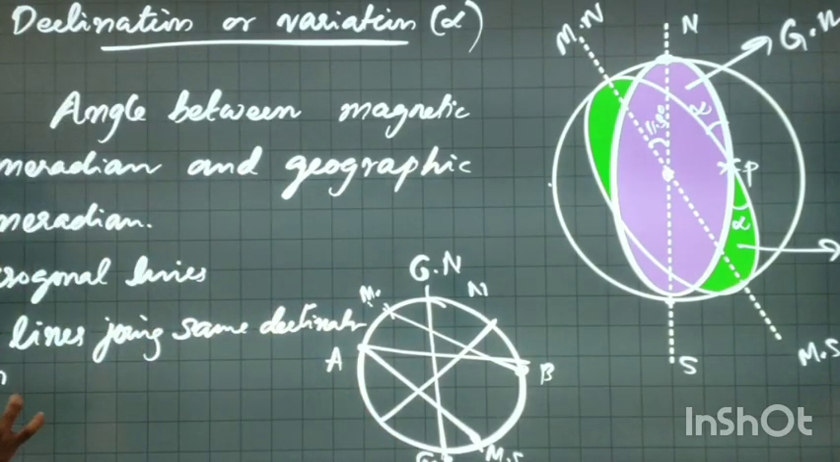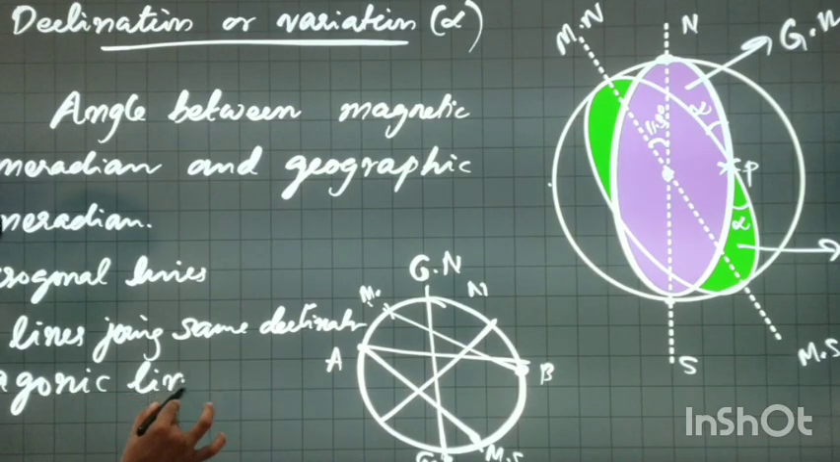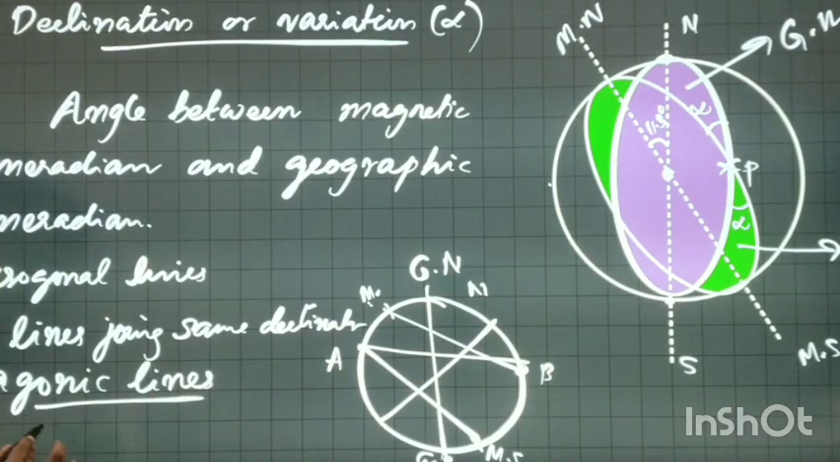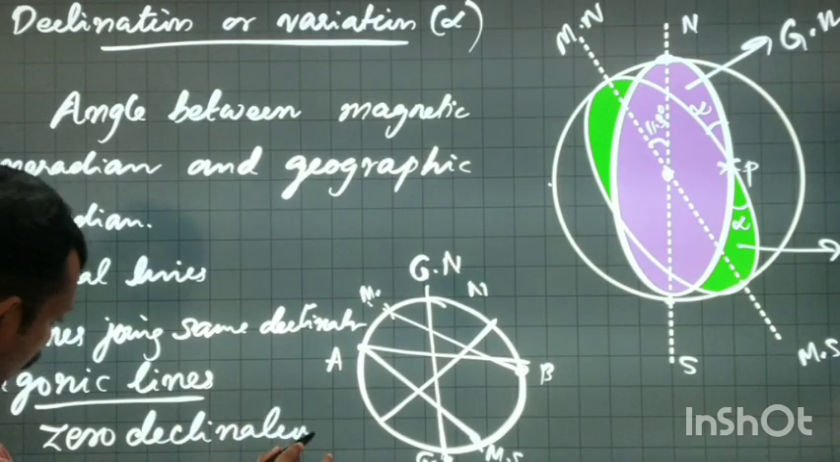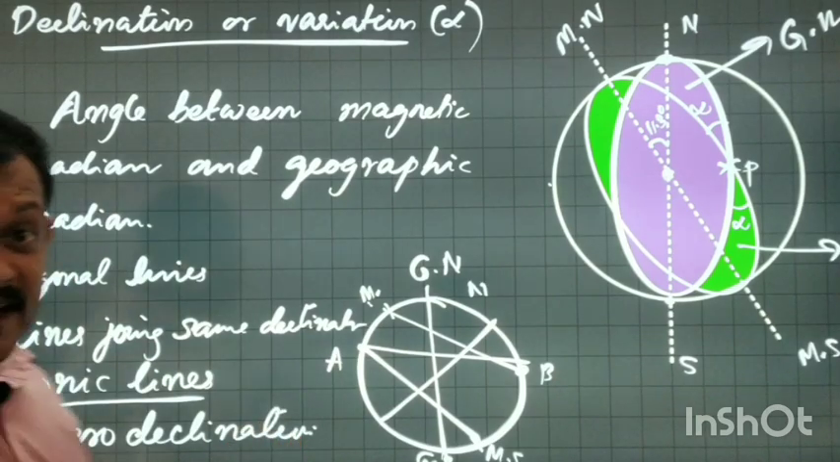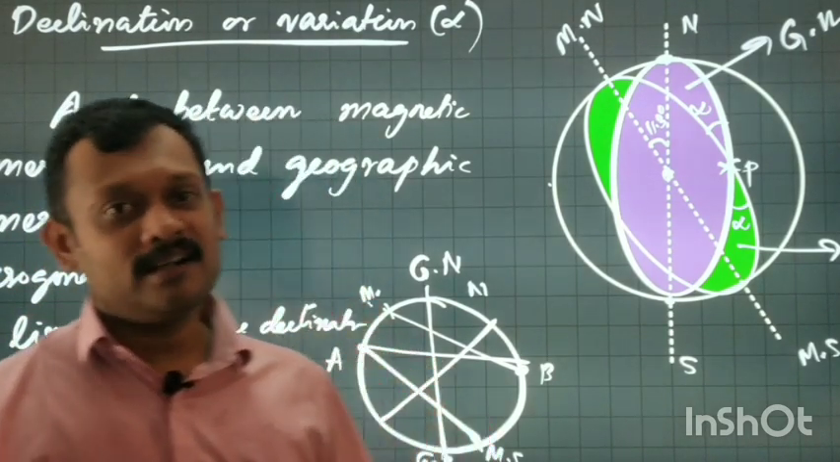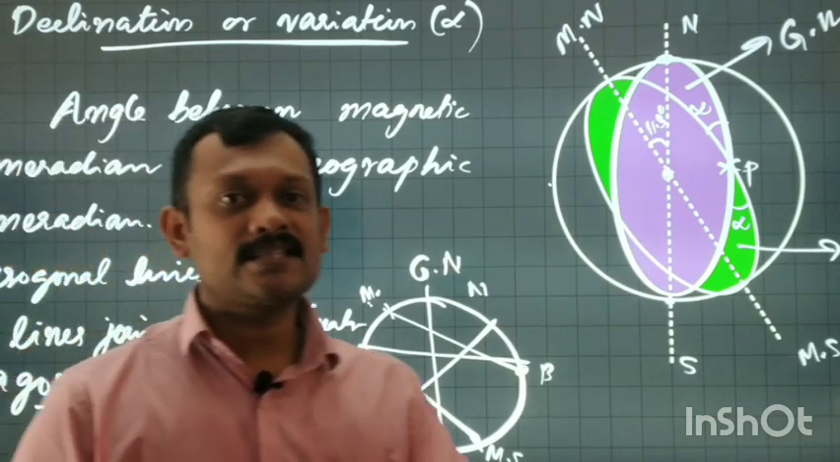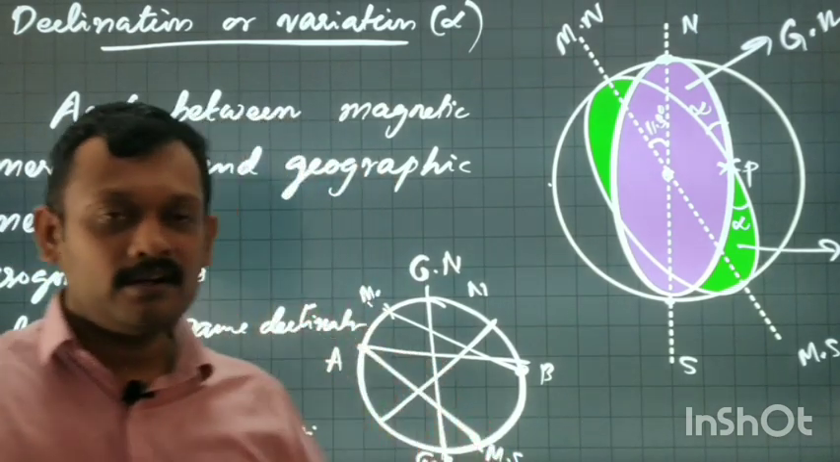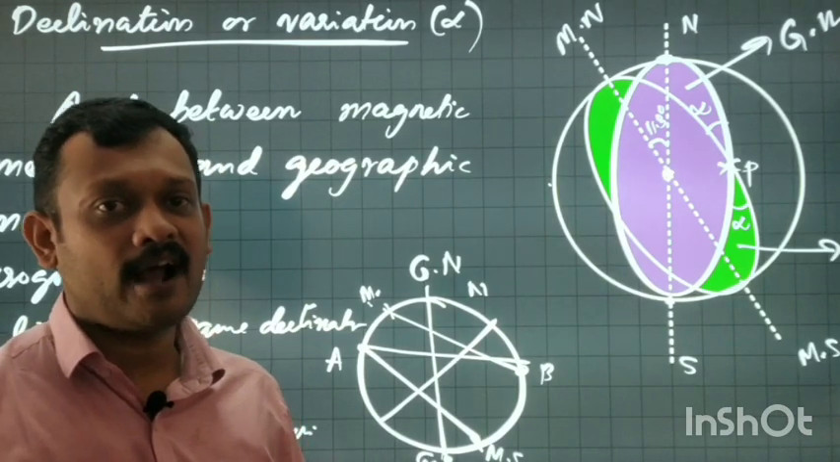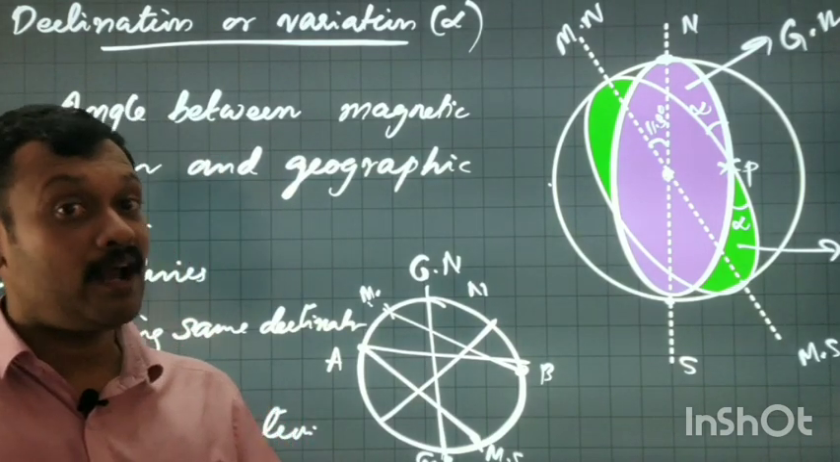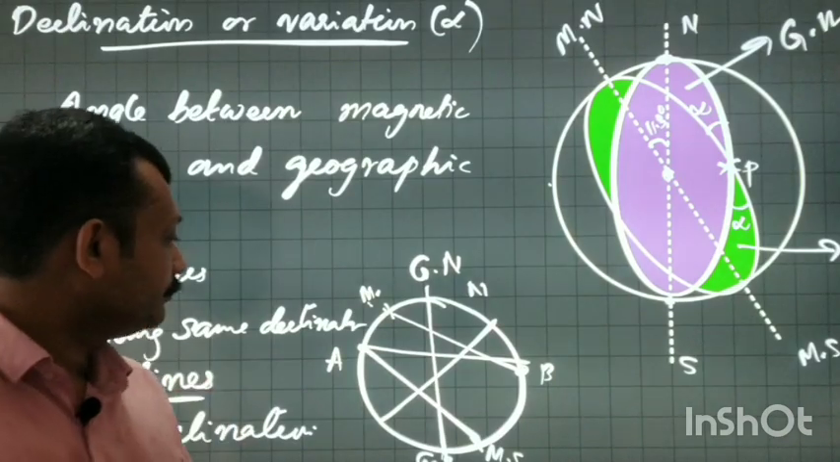Then what are agonic lines? Agonic as well as agonal lines. These are lines joining places of zero declination. Agonic or agonal lines are lines joining the places of zero declination.